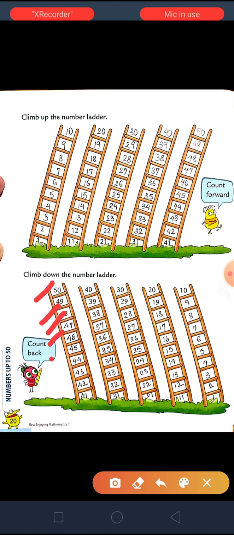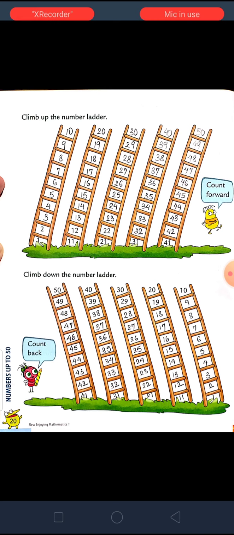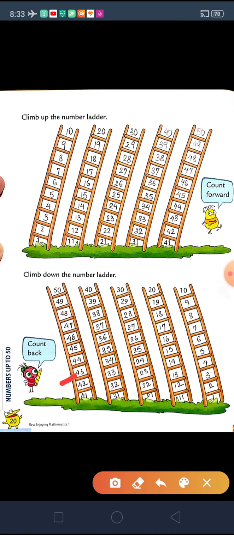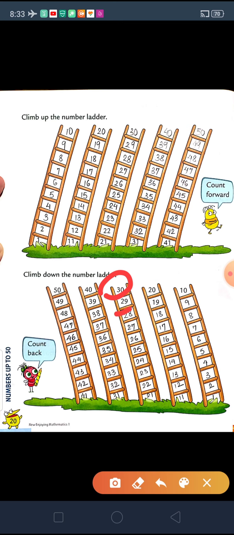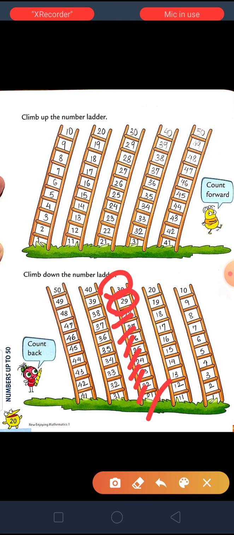47 you have to write, and before 47, 46, before 46, 45, before 45, 44, before 44, 43, before 43, 42, and before 42, 41. Again they have given us 40. So before 40 comes 39, before that 38, 37, 36, 35, 34, 33, 32, and 31. Same way here 30 and 29 is given. So you will write 28, 27, 26, 25, 24, 23, 22, 21.